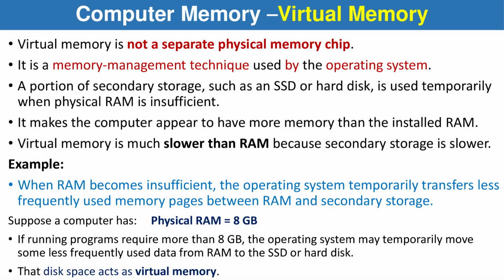Virtual memory is not a separate physical memory chip. It is a memory management technique used by the operating system. When RAM becomes insufficient, part of the SSD or hard disk is temporarily used as additional memory. For example, if a computer has 8 GB of RAM and the running programs require more memory, some less frequently used data can be transferred to secondary storage. This additional storage space acts as virtual memory, although it is much slower than RAM.